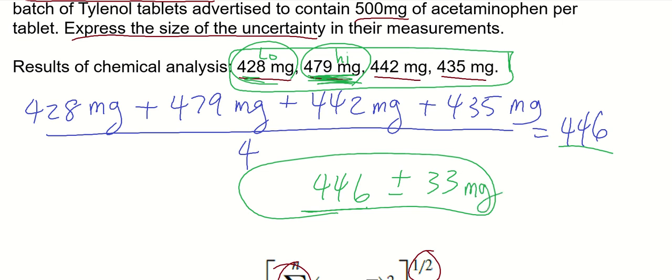So what you're saying is, to interpret this, if you made more and more of these measurements from this batch, so we've got to keep that consistent, it's highly likely that you're going to get analysis within this range, 446 milligrams plus or minus 33.